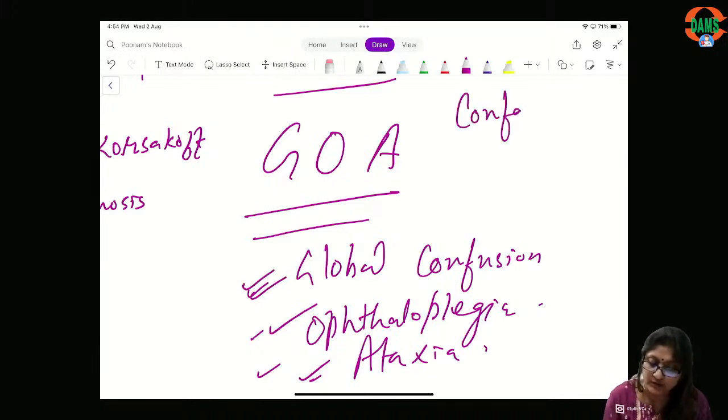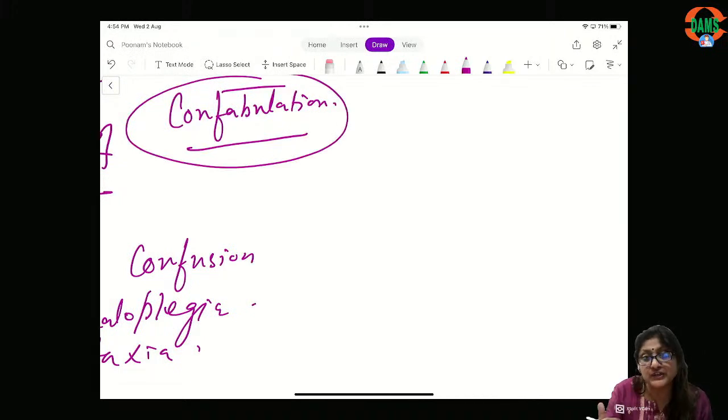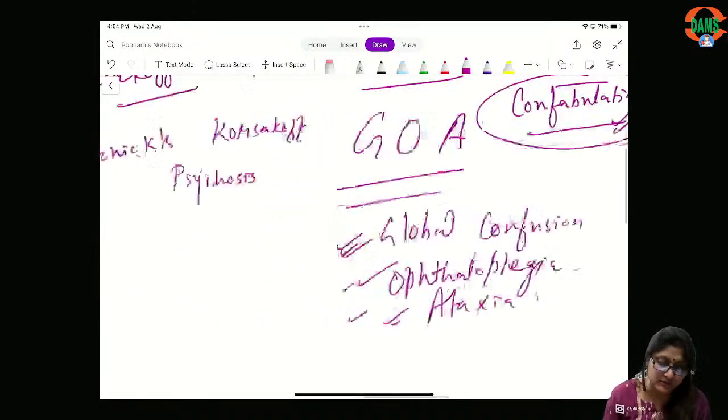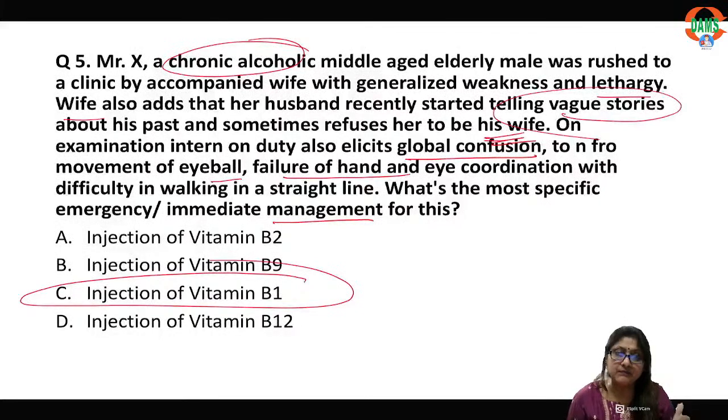Confabulation, what is confabulation? The wife is telling us forgetfulness is there, and confabulation is filling those memory gaps with false stories, which the patient believes to be true. That's called confabulation. So that is a very characteristic feature of Wernicke-Korsakoff psychosis. So this is a typical presentation of Wernicke-Korsakoff psychosis in the given case, and the treatment is B1 supplementation, either the injection or the oral supplementation. Alright.